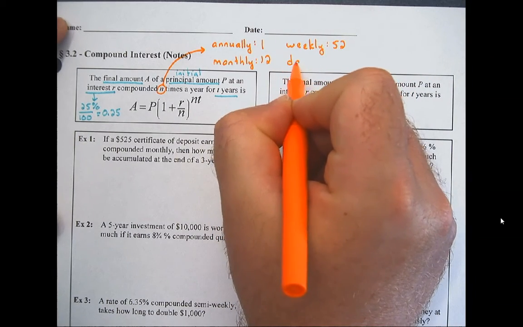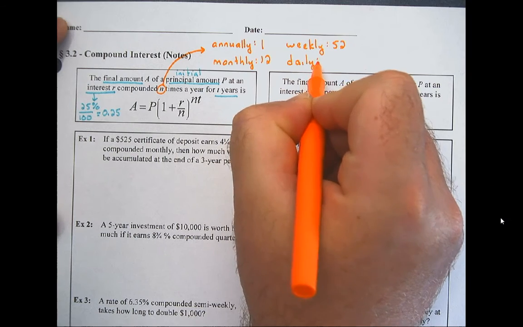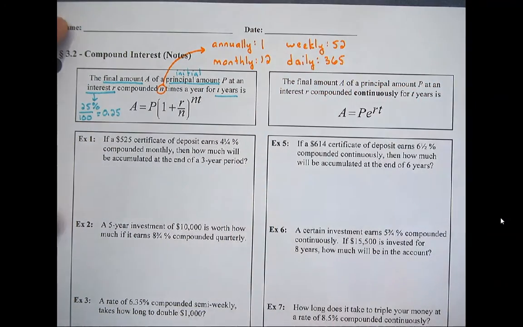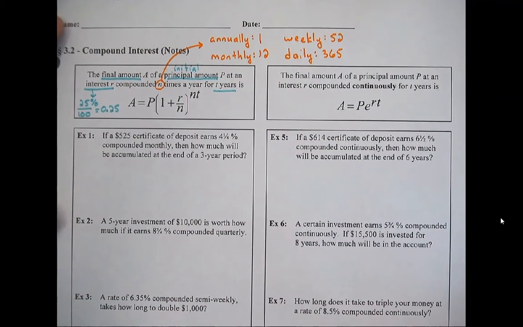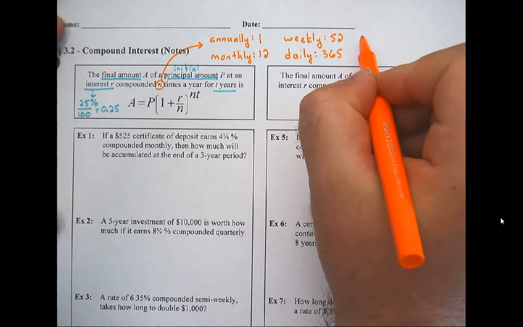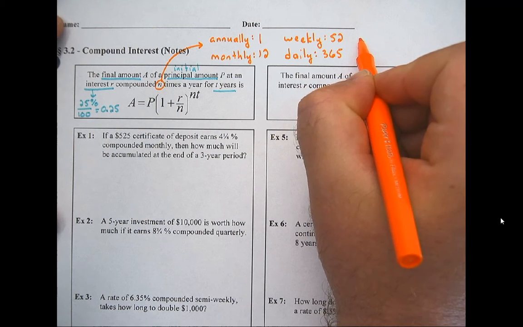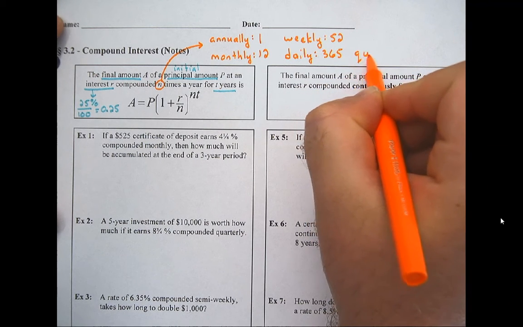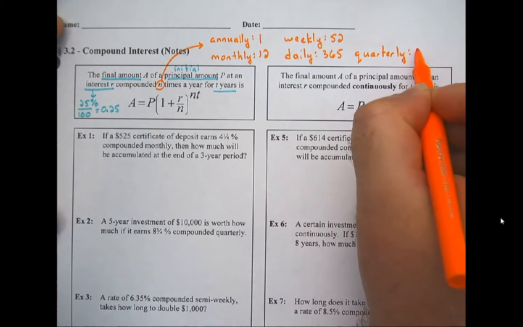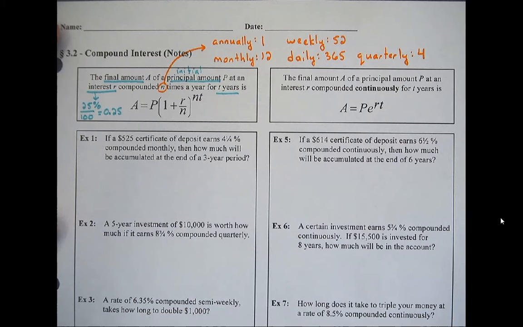Daily. Now, usually they use 360, but for my class, I'm going to have you use 365, the actual number of days in a year. And then we also have the phrase quarterly. Quarterly means it happens 4 times in 1 year.